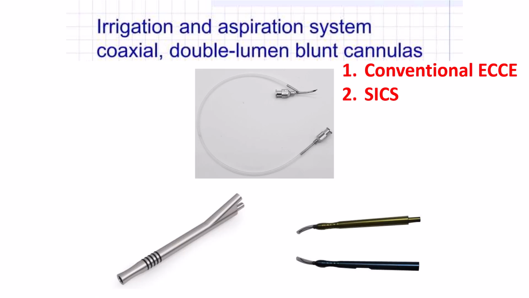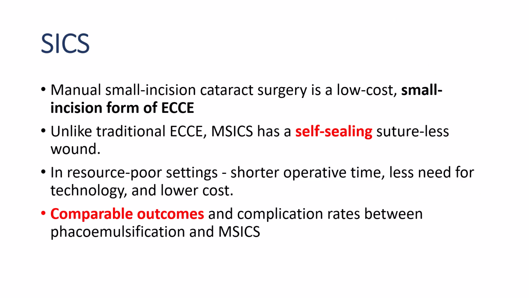So this is the Simcoe cannula used in conventional ECCE and SICS. And below are the irrigation and aspiration probes. It can be bimanual or it can be coaxial. That is, both irrigation and aspiration ports are in the same probe.